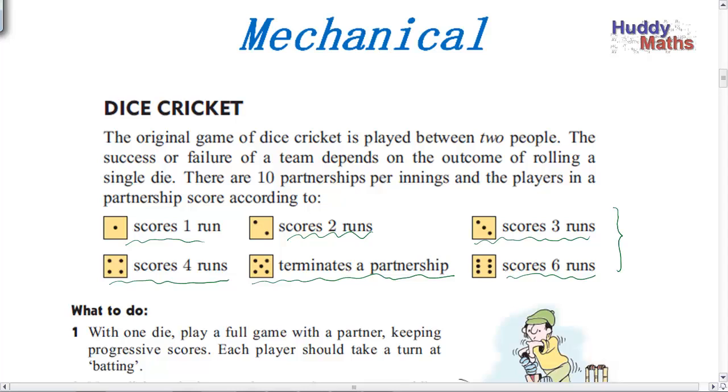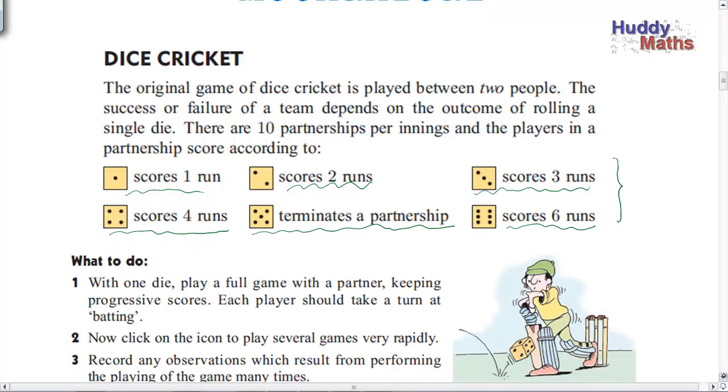Hopefully you might have seen something like this in junior maths. So what we're doing is doing a mechanical simulation of a real life situation there, playing cricket. And there's something fundamentally, mathematically very wrong with it. I wonder if you've spotted it yet. Anyway, here are your questions.